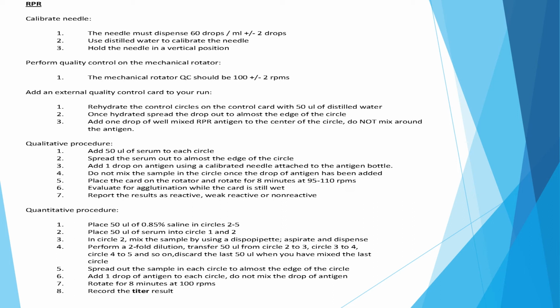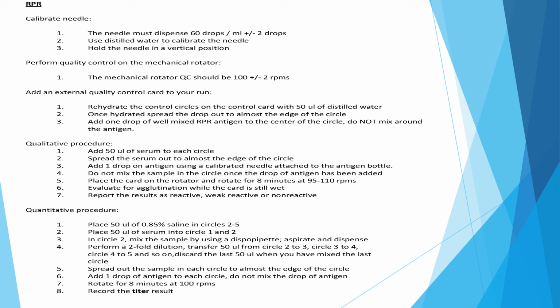Okay? We want to set our mechanical rotator to 100 RPMs, and we should do quality control on our mechanical rotator to make sure that it actually is rotating at 100 RPMs. Okay? We have controls that we need to run. We either rehydrate a control card, or if we use a different vendor, we have controls that come lyophilized, and we have to dilute those up.